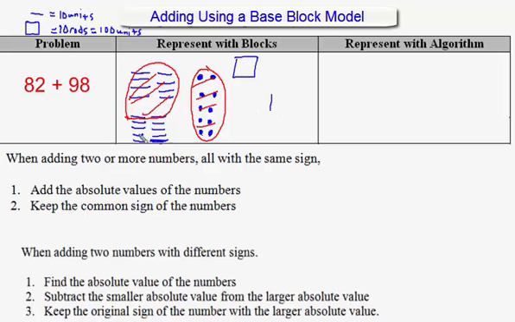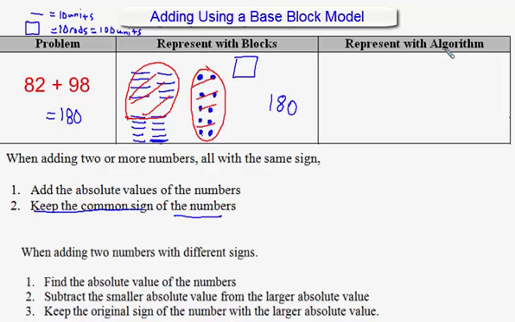1, 2, 3, 4, 5, 6, 7, 8. I have 8 rods, which means there's 8 in the tens place. I have no units left because I exchanged all 10 of these for a rod, so there's 0 in the units place. So this tells me that 82 plus 98 is equal to 180, and I know it's positive because the rule is to keep the common sign of the numbers when the signs are the same, and both numbers have a positive sign, so my answer has a positive sign.